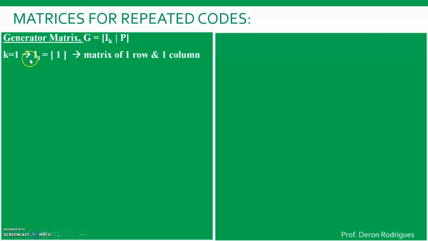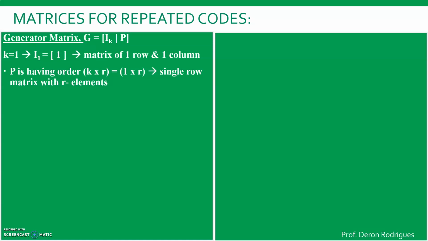So since k is equal to 1, Ik reduces to an identity matrix consisting of only one element, and P is of the order k cross r, with k equal to 1. So I get 1 cross r. That is a single row matrix with r elements.